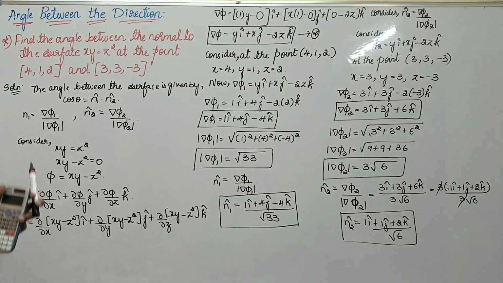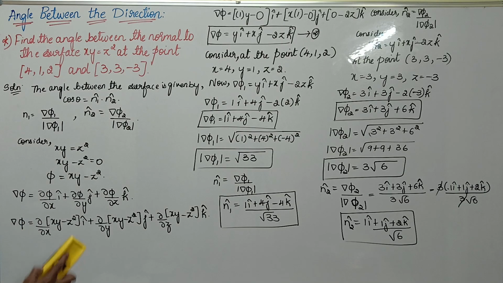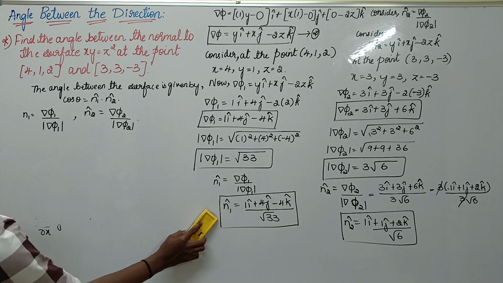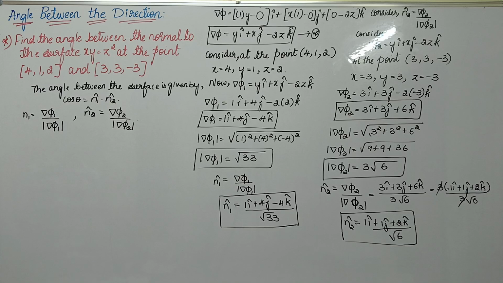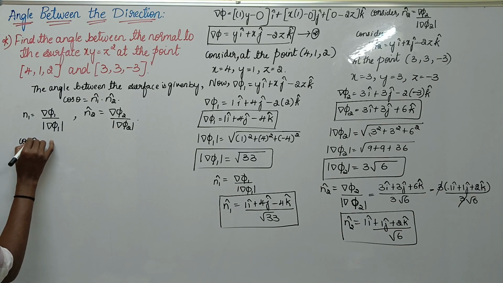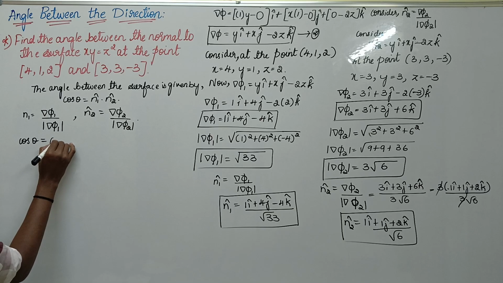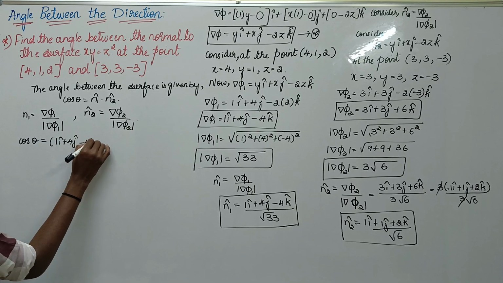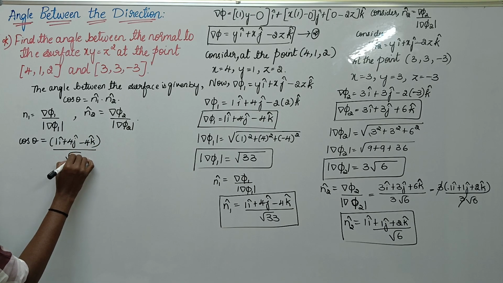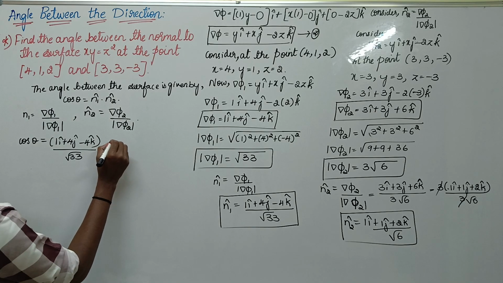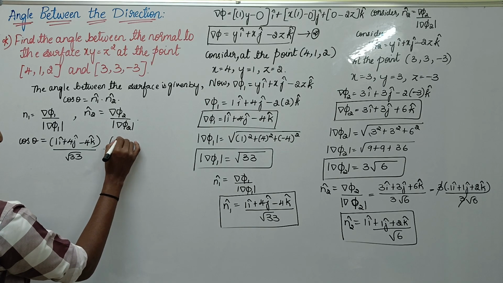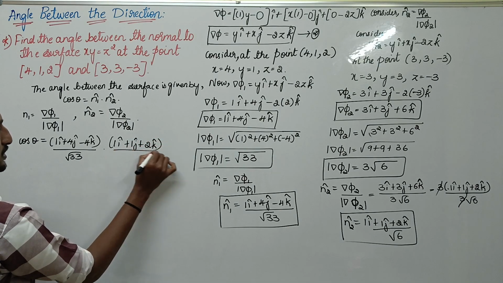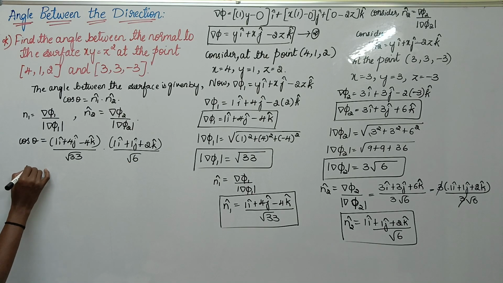Now, to find the angle between the surfaces, we have already represented both unit normals, so I am going to continue here itself. Now just multiply. Cos theta is equal to n1 cap dot n2 cap, that is (1 i cap plus 4 j cap minus 4 k cap) divided by root 33, into (1 i cap plus 1 j cap plus 2 k cap) divided by root 6.